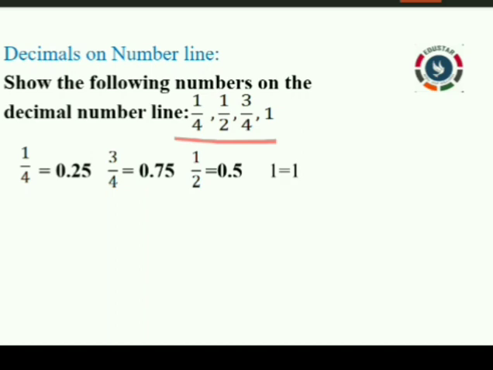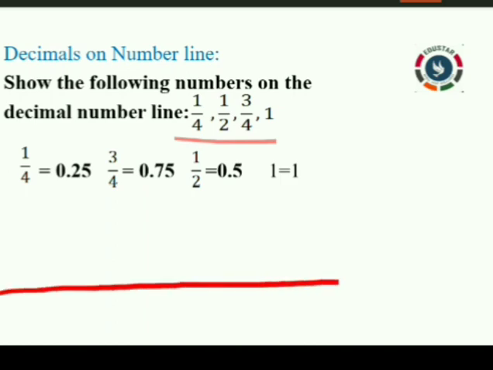Already you have studied how to convert fraction to decimals. Check the denominators. The denominators are not a multiple of 10. Then you have to divide the numerator by the denominator. For 1 by 4, you will get answer as 0.25. For 3 by 4, your answer is 0.75. For 1 by 2, your answer is 0.5. 1 is equal to 1, right? Let's draw number line.